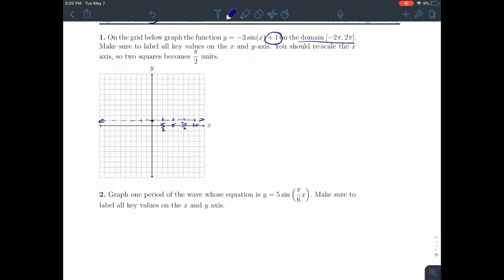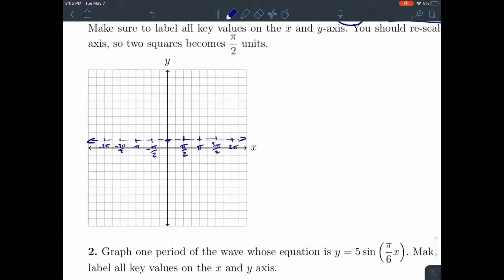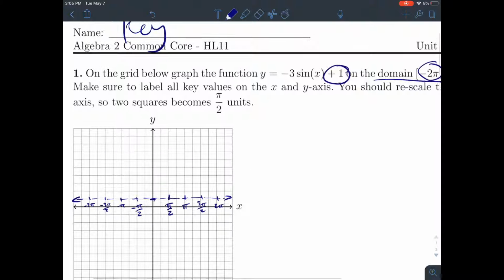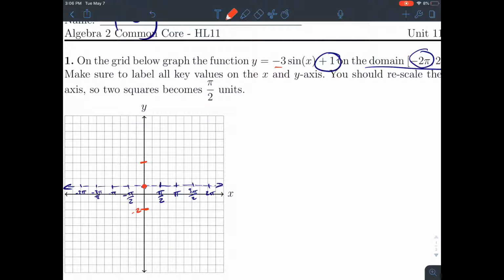the midline. And so because we're including the negative values from our domain, we'll have to go back -pi/2, -pi, -3pi/2, and -2pi. All right, so now that we've got our axis set up, we need to sketch our curve. So since the amplitude is -3, we're going to be going between the midline and 3 below and 3 above, which would be -2, 5, and 1.